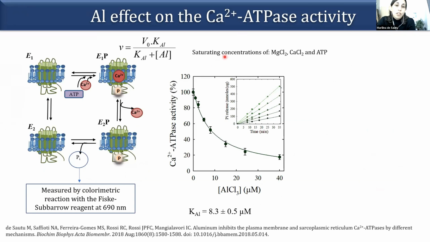So in presence of saturating concentrations of magnesium, calcium, and ATP, we measure the phosphate release by time in absence and in presence of increasing concentrations of aluminum. And from the slope of these linear curves, we can calculate the calcium ATPase activity that decreases hyperbolically as a function of the concentration of aluminum. By fitting a decreasing hyperbola function to the experimental data, we calculate the apparent inhibition constant that corresponds to the concentration of aluminum that reduced 50% of the initial activity and was 8 micromolar.